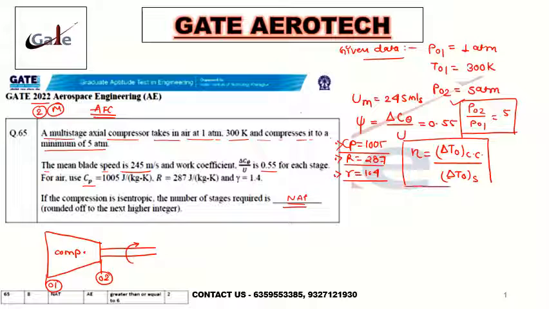Okay, I hope you understand. The numerator is always higher and the denominator is always lesser, so mark this, it is very important. Many times they have asked how to calculate the number of stages. So our task is just to calculate the change in temperature across the whole compressor and the change in temperature across a stage. If we get these, we can divide both and easily get the number of stages. Fine. First we will find the change in temperature across the stage.